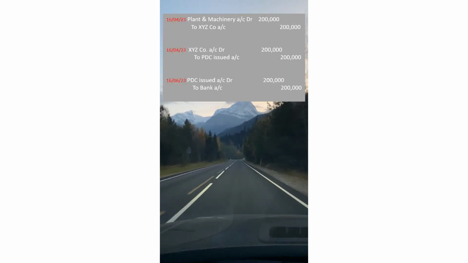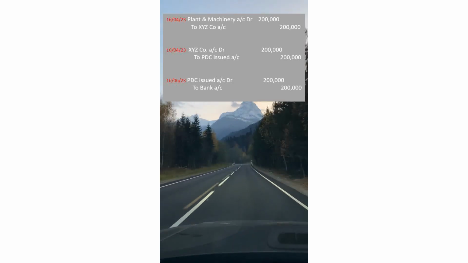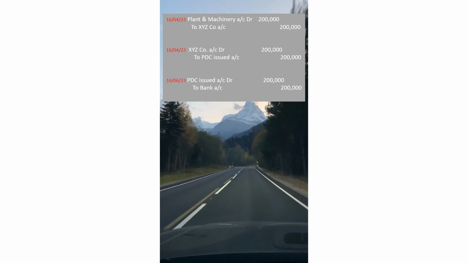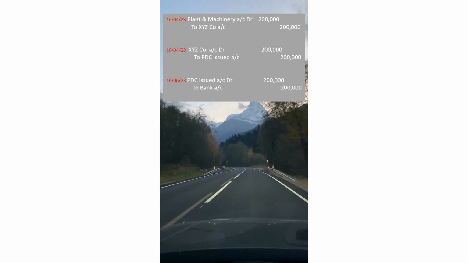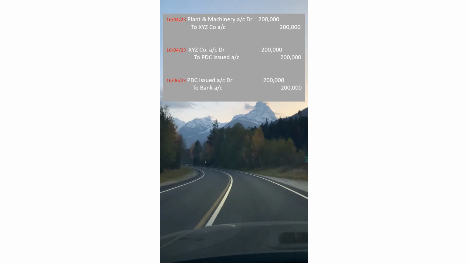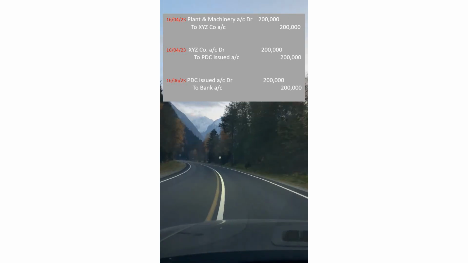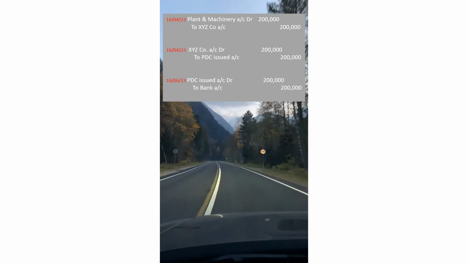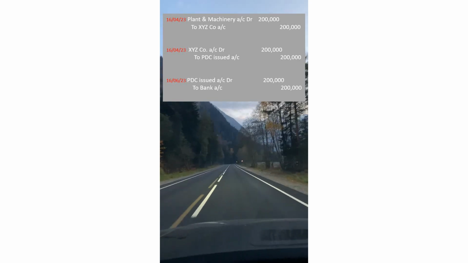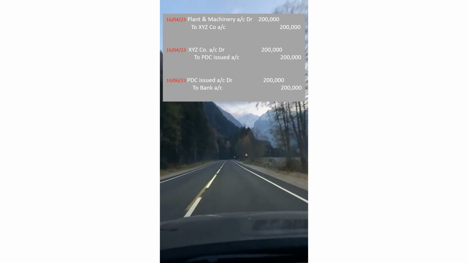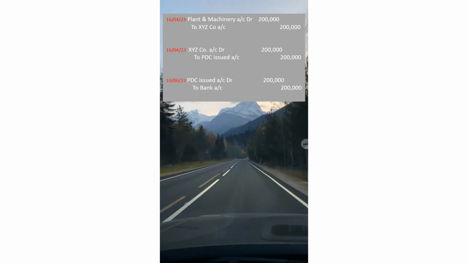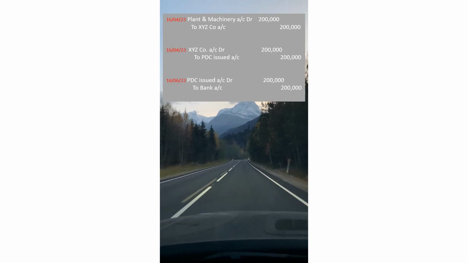Look at this, how to pass the journal entry. So, on 16th April 2023, plant and machinery account debit to XYZ company account, 200,000 dirhams. On the same day, you have issued a PDC, which is dated 16th June 2023. So, you have to record it on the same day of purchasing the asset.